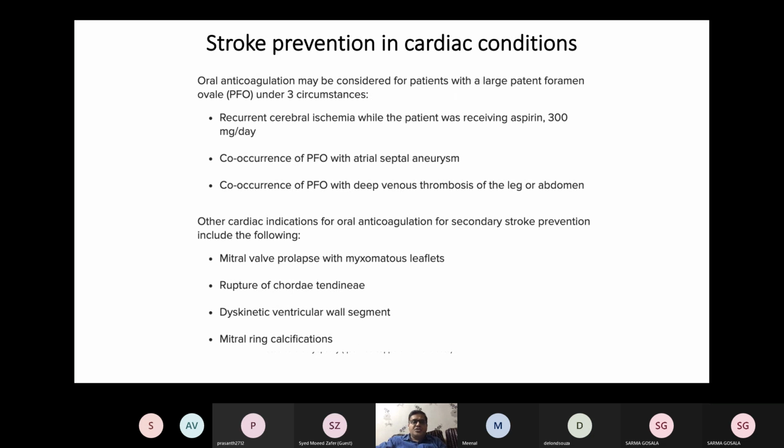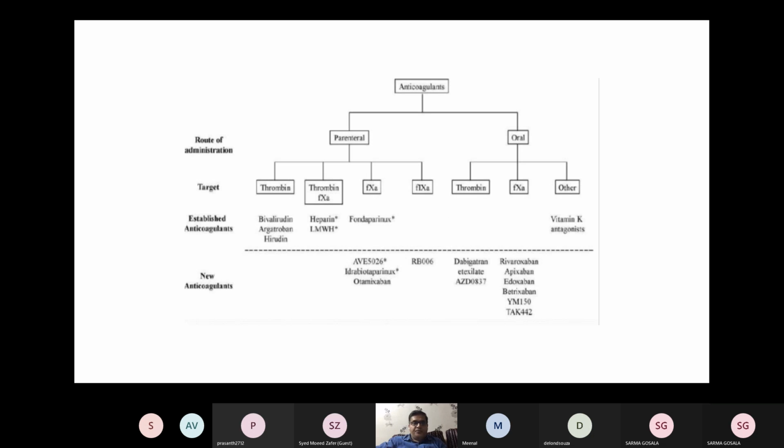Also, there are situations where you have a large patent foramen ovale, and you can have recurrent cerebral ischemia related to that. If they are refractory to aspirin, there is a role for anticoagulation. Or if there is a co-occurrence of PFO with atrial septal aneurysm, or a DVT with PFO, then this becomes an indication for oral anticoagulation. So these are the various cardiac conditions where you need to look at starting oral anticoagulation.